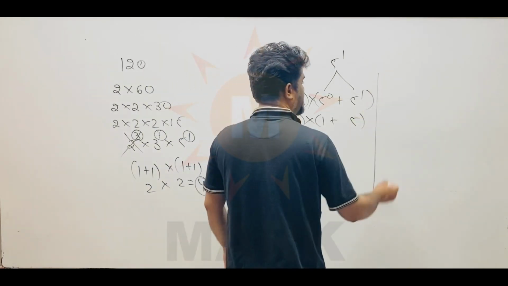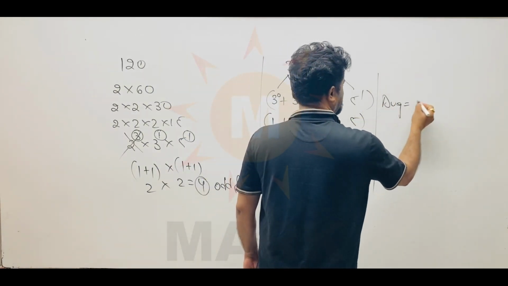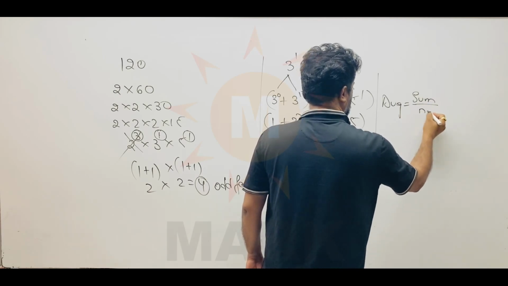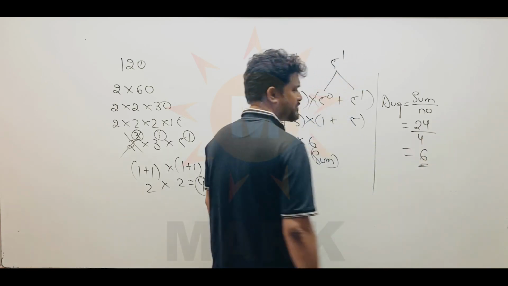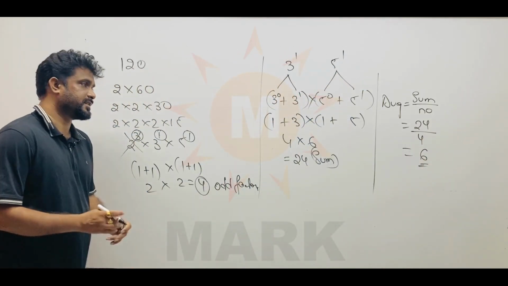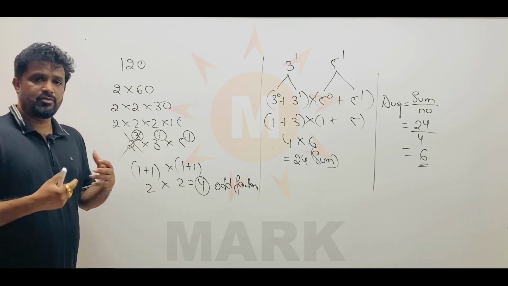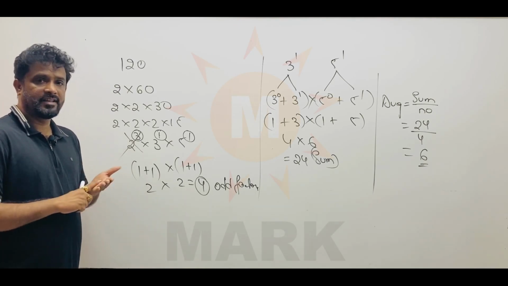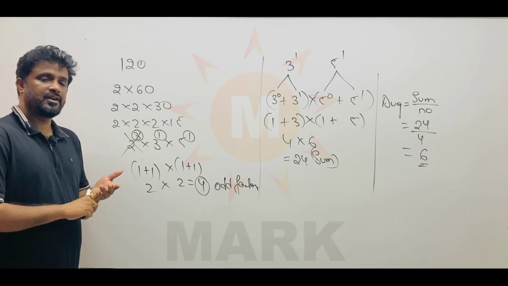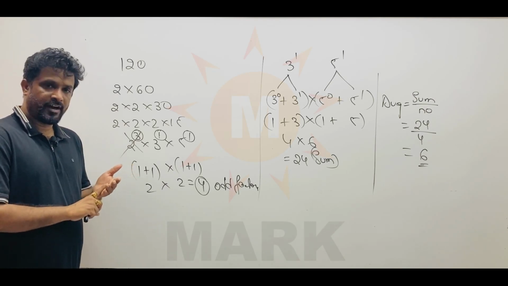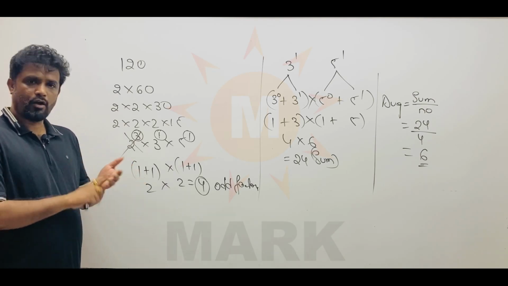If you want to get the average as usual, the average is equal to sum by number. So that is nothing but 24 by 4, which gives 6. So clearly we came to know how to find the sum and average of the total number of factors, even factors and odd factors.